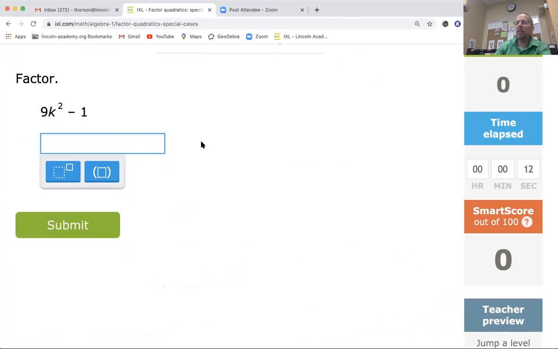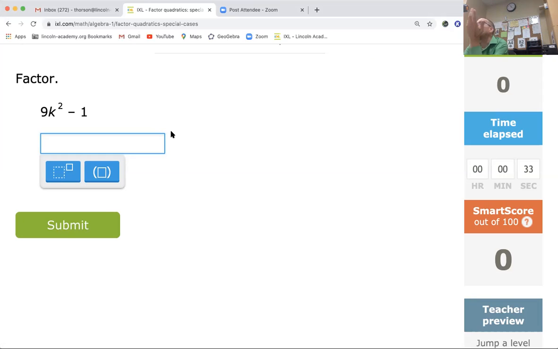One thing you always need to look for in quadratics, if there's two terms, not three, ask yourself this question. Is 9 a perfect square? And what do I mean by a perfect square? Is it 4, 9, 16, 25, 36, 49? What are all those numbers?